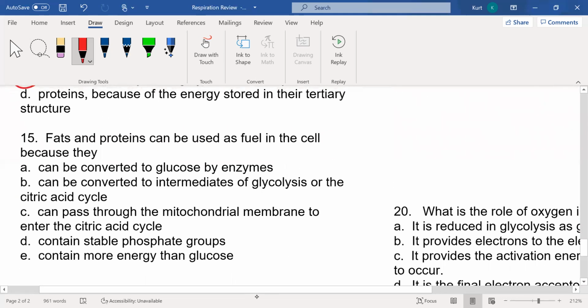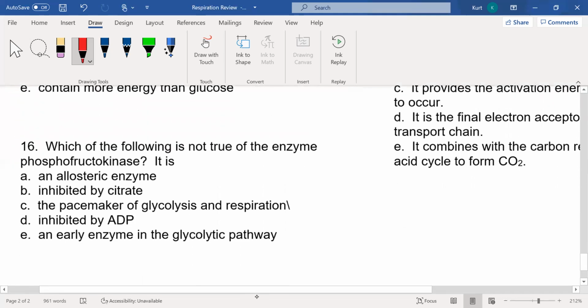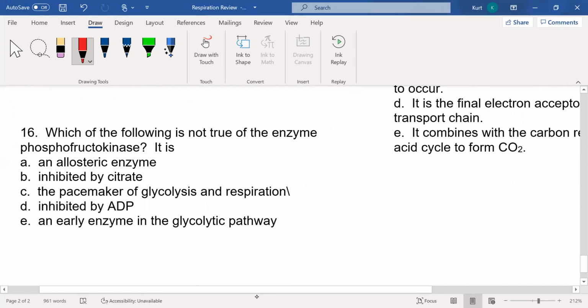Fats and proteins can be used as fuel in the cell because they can be converted to intermediates of glycolysis and the citric acid cycle. 15 is B. Number 16. Which of the following is not true? The enzyme phosphofructokinase. You guys did not have to know this. The answer is D. You probably Googled it, but you did not have to know that one.